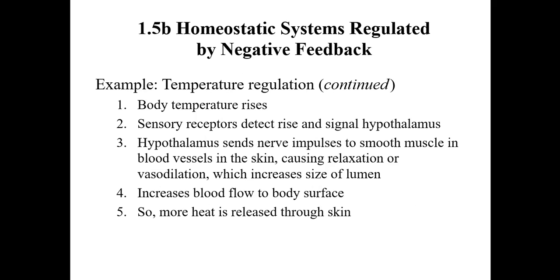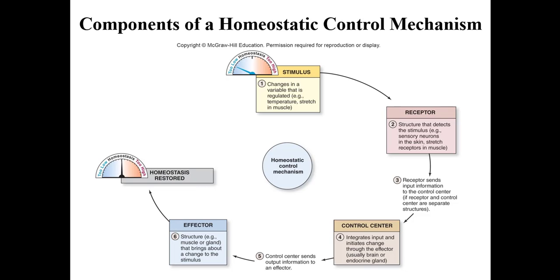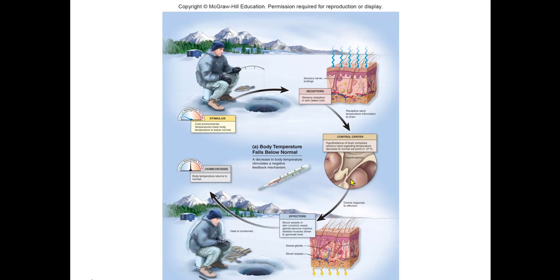Okay, continued. Here's a picture of a nice setup showing you the stimulus, the receptor, the control center, and then the effector. And if you look really carefully down here, notice it's something I said to you a moment ago: effectors are muscles or glands. You can see that at the bottom box under effector. So here's an example of someone in the cold weather. That's a negative feedback setup.